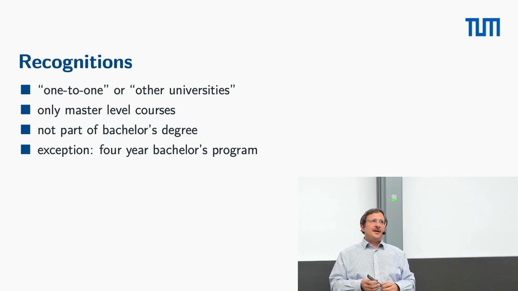There's one exception to that rule, and that is if you did a four-year bachelor program. Because we usually do three-year bachelor programs here. So the idea is to do 3 years bachelor, 2 years master's. If you did 4 years in your bachelor program, then you can use courses that are specifically designed for the last year of your bachelor's program. So basically, we count that towards the master's already. Again, if you have any questions there, any details, just come to our consultation hours and we'll have a look at the details and see what we can do.